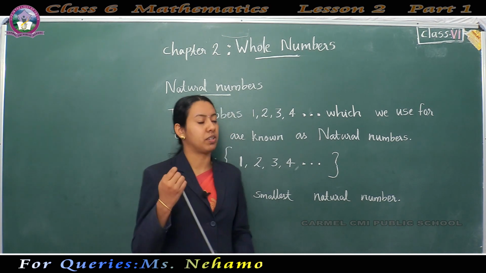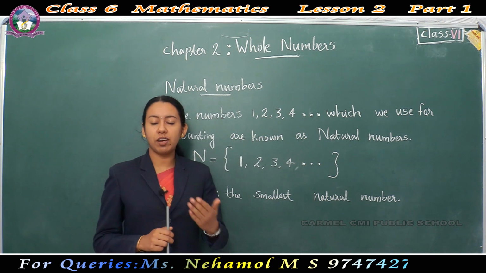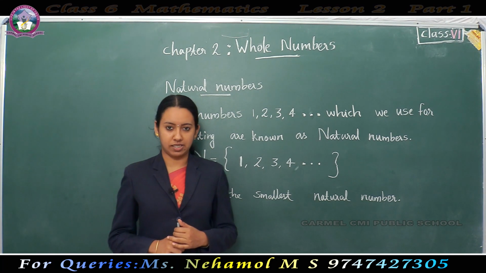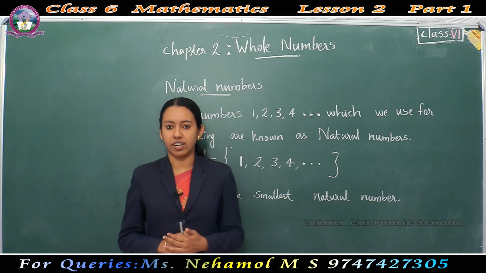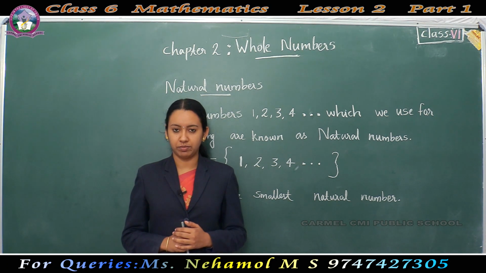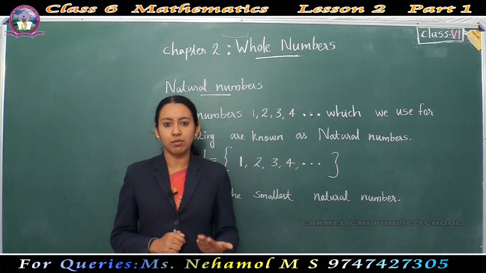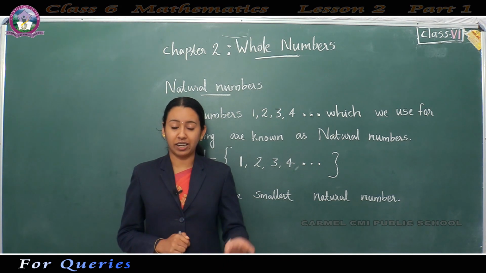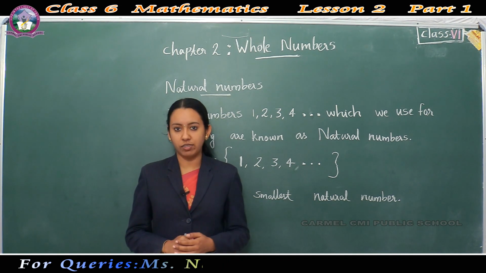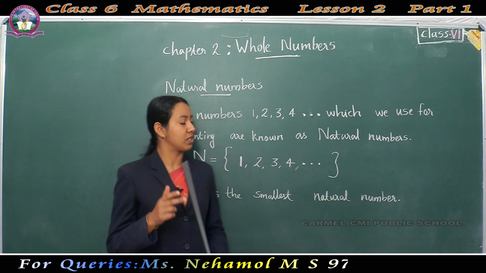The name of the chapter is Whole Numbers. You are familiar with the different types of numbers such as natural numbers, even numbers, odd numbers, fractions, decimals, etc. Then what do you mean by natural number? Yes, as we know, the numbers 1, 2, 3, etc. we use for counting. Those numbers are known as natural numbers. They come naturally when we start counting. Hence, mathematicians call them natural numbers.